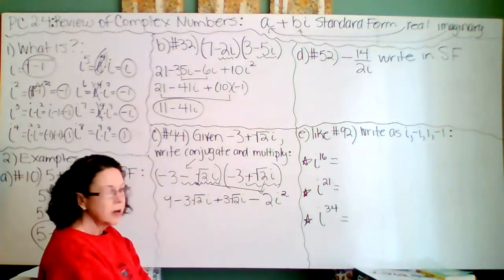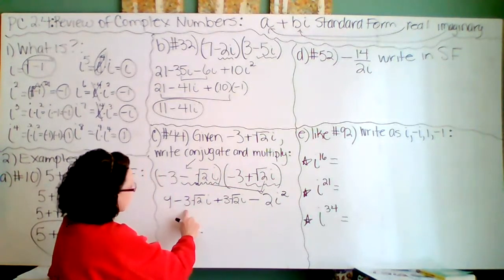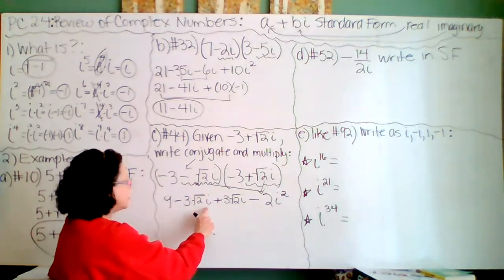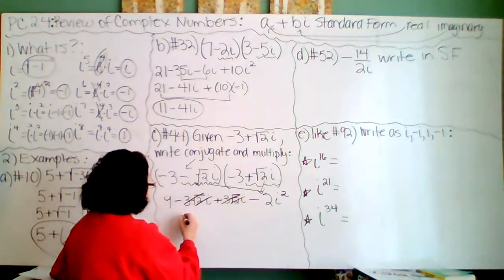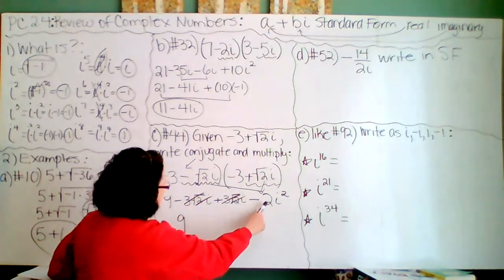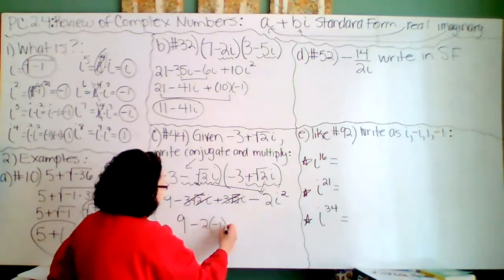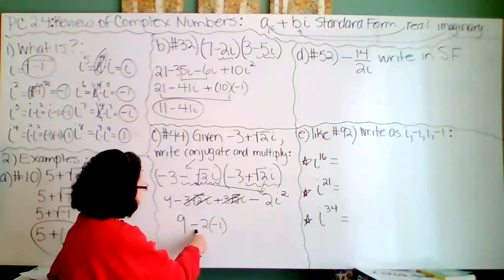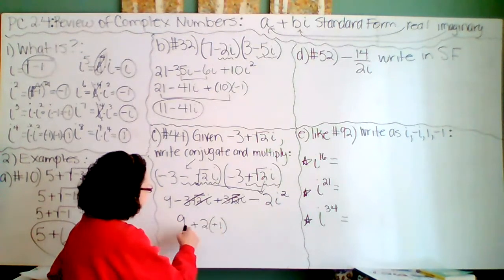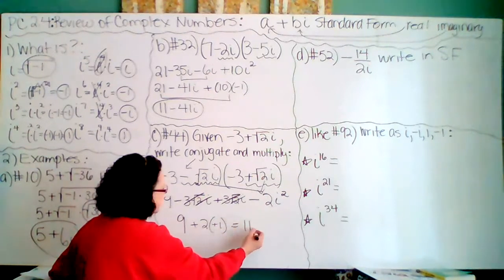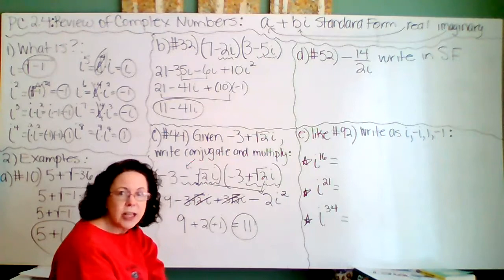All right, let's clean up our expression. Notice that the inner terms are eliminated. Negative 3 square roots of 2i plus 3 square roots of 2i eliminate. And we have 9 minus 2, i squared, which is a negative 1. A negative times a negative is a positive, and I get 9 plus 2 is 11. Whenever you multiply a complex number by its conjugate, you will get a real answer.